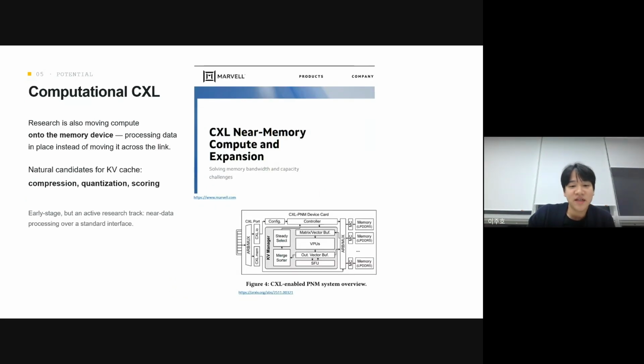The second one is moving compute onto the memory device itself. Instead of moving data across the PCIe link to process it, we can process it in the memory device itself. For the KV cache, the natural candidates are compression, quantization, or scoring. It can be done in the memory device, not on the host side. It's still at an early stage, but it is also an active research track. There is also research that uses CXL as computational memory, and there's a figure for it.